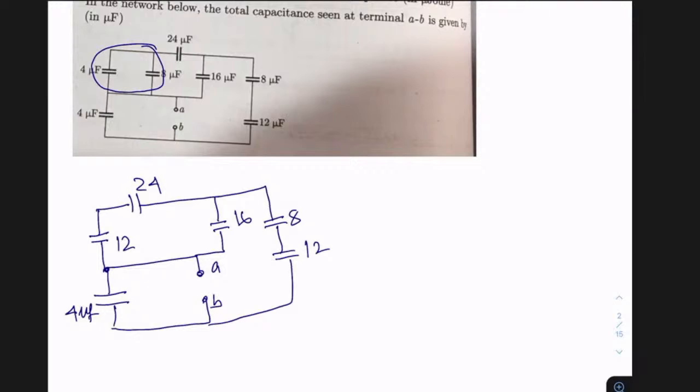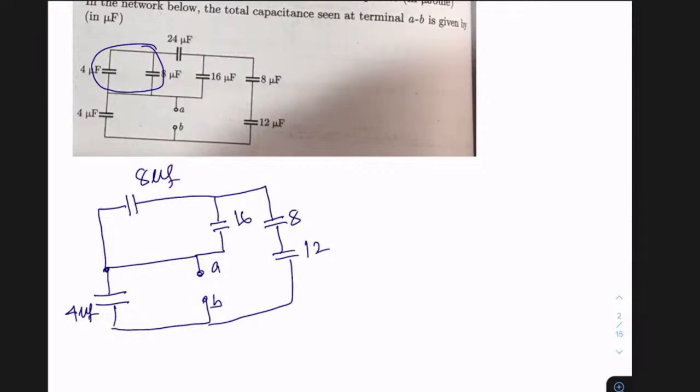One thing I can tell is that this 12 and 24 are in series. So I can further replace it by a single capacitance. Because 12 and 24 are in series, let me replace it by a single capacitance. So what is the capacitance? 12 into 24 divided by 12 plus 24. If you do that, the answer you're going to get is equal to 8 microfarad.